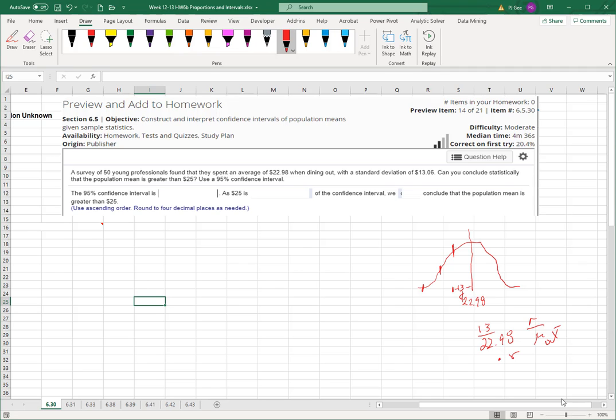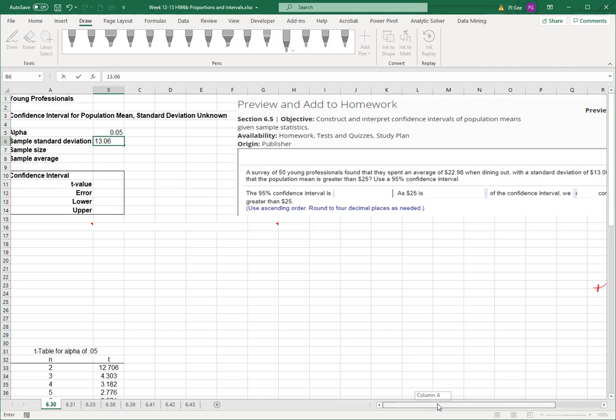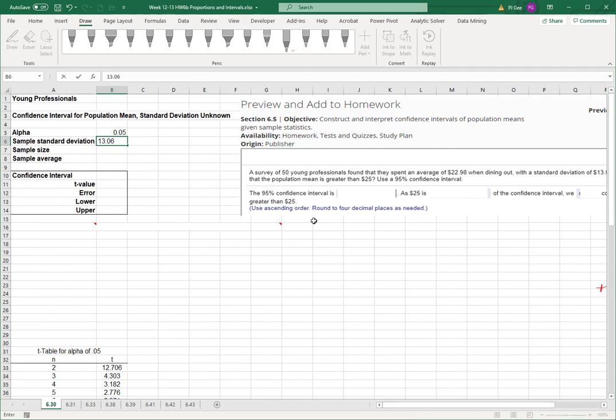Use a 95% confidence level. So let's punch some numbers in here. I set this thing up to save time. What's alpha? Alpha is going to be equal to 1 minus 0.95. We know that it's 13.06, I think it says over there. Sample size is 50. Okay, so what does 50 tell us?